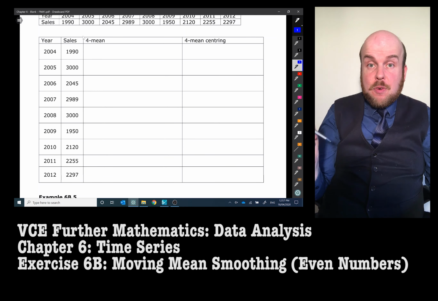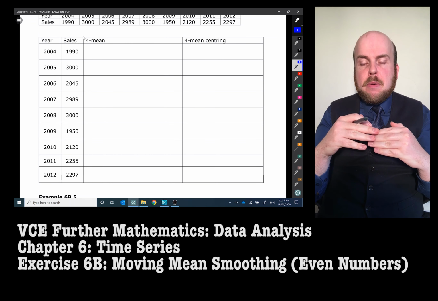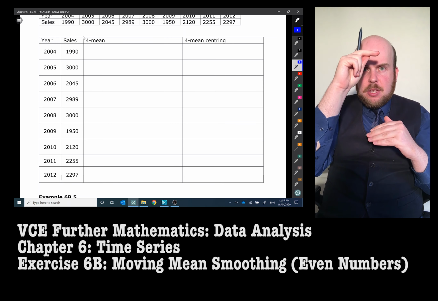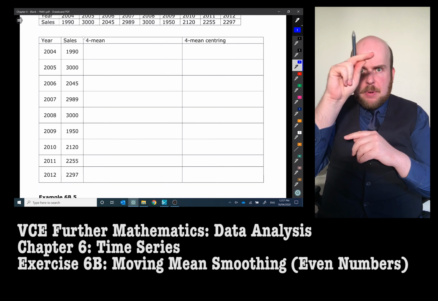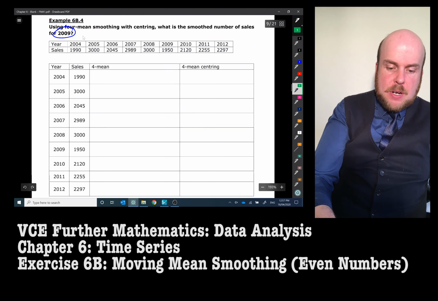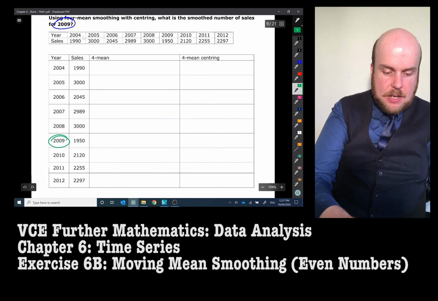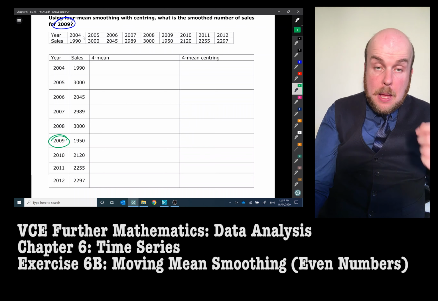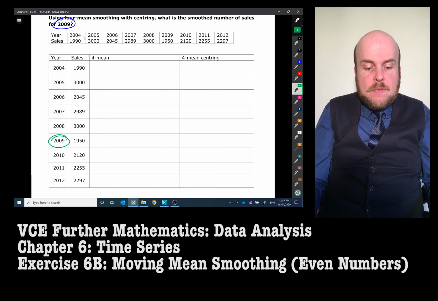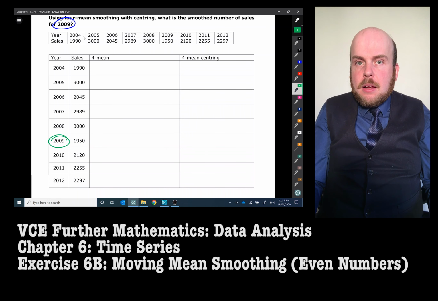So it's asking for 4-mean smoothing. When you're finding the mean, you might remember that when we calculated the odd ones, it was whatever number was in the middle. You'd have the top number, the middle number, and the below number, and that was what we did the mean of. So similarly, when we're trying to find the 4-mean with centering for 2009, there's 2009 here. What we basically just need to do is calculate the means of the values where 2009 is the middle number of the group.